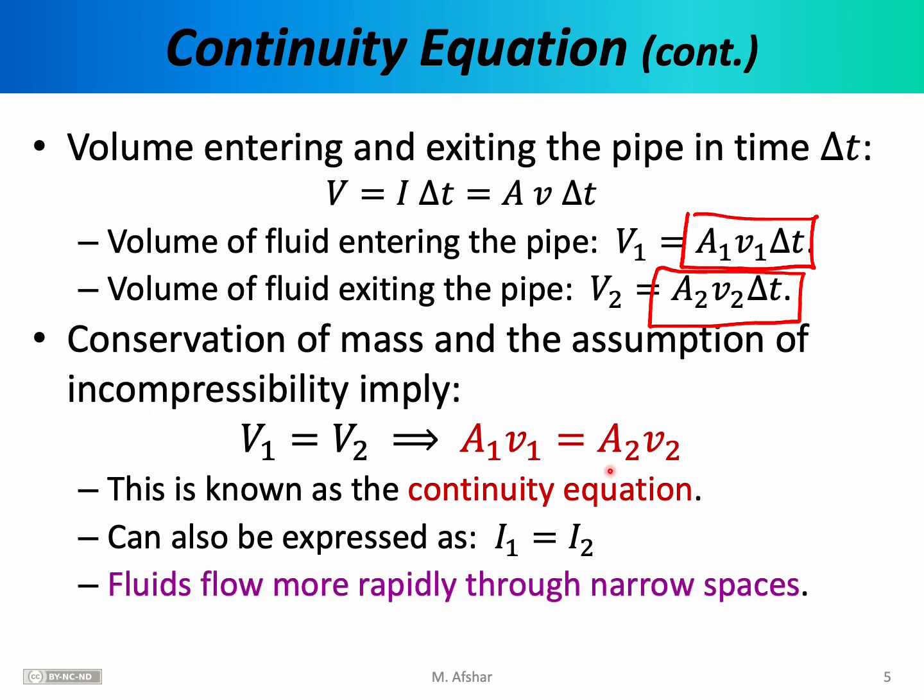For us, the important consequence of the continuity equation is this: fluids flow more rapidly through narrow spaces. You can see that directly from the continuity equation. If the pipe is getting narrower, then the cross-sectional area is going down, and to maintain the equality, the speed must go up. And of course, the opposite happens if the pipe becomes wider. As the pipe becomes wider, the cross-sectional area increases and the speed must decrease.